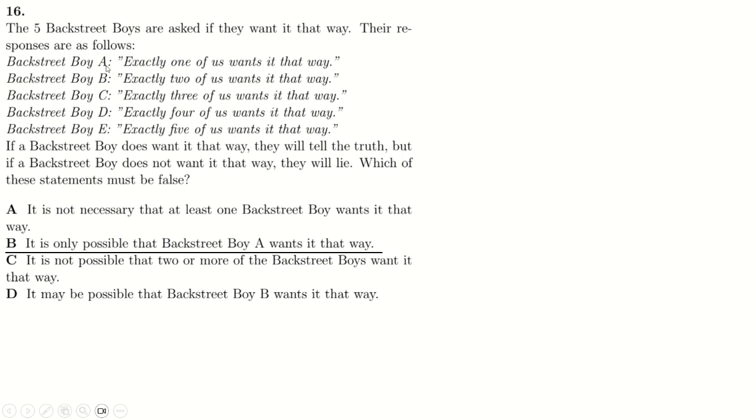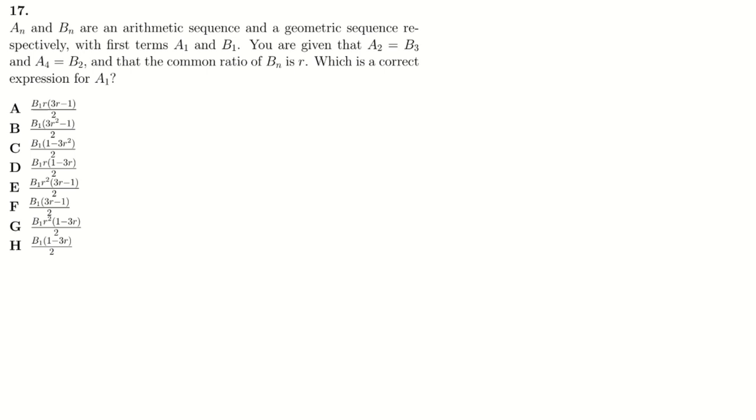But you've already got A not wanting it that way, so there's no way to make it work because they're all claiming, essentially, that all of these people require A to want it that way for their statements to be okay, because they're claiming more and more people want it that way. So C and D, I don't think is going to be very likely at all. But we've already said that B is definitely fine, so we can move on.